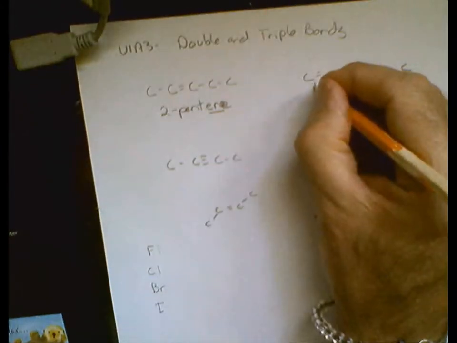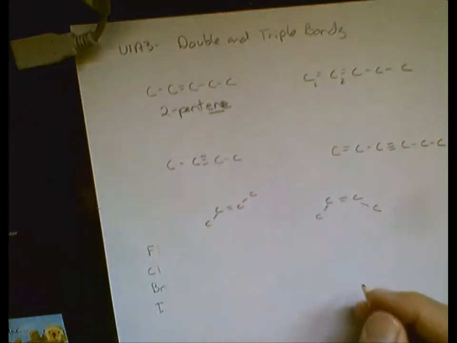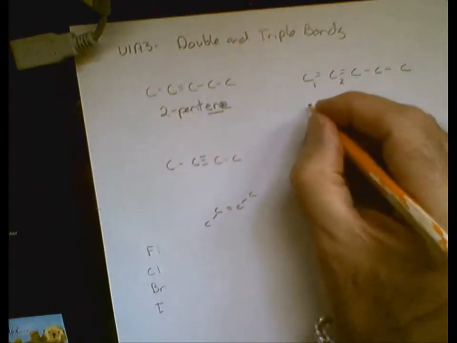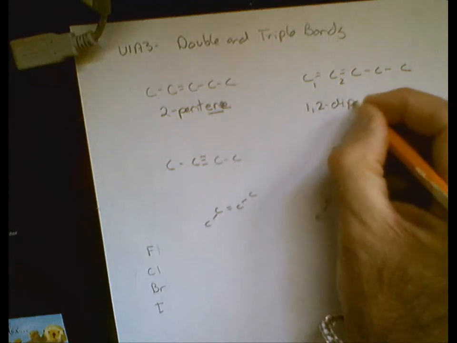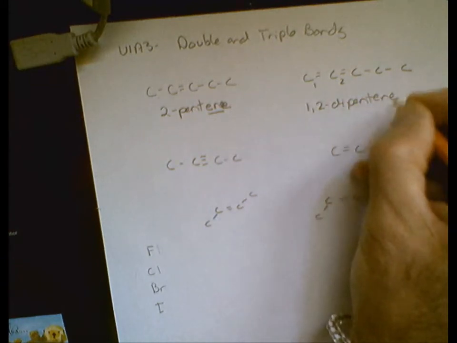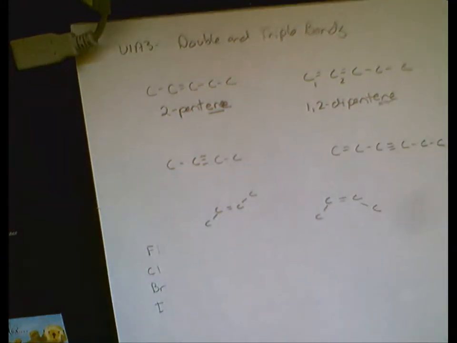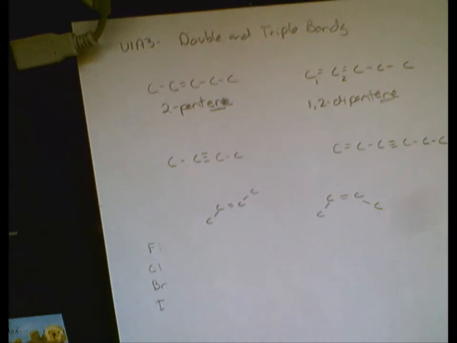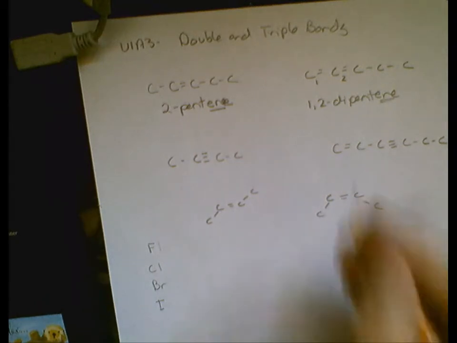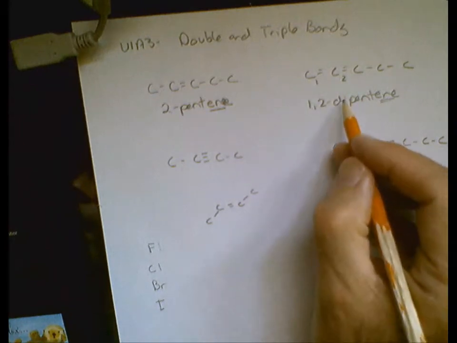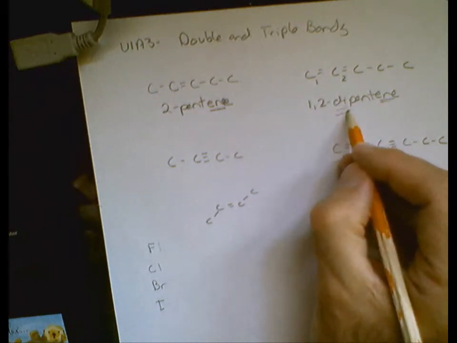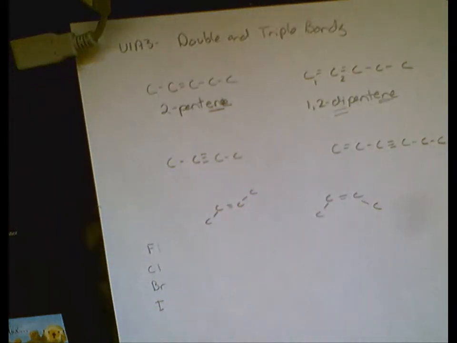Now, what happens if you have more than one double bond? Well, in this case, what we're going to have is 1,2-dipentene. The other way to name that is 1,2-pentadiene. So it would be penta, P-E-N-T-A, diene. It's important that you remember that the numbers tell you where the double bonds are, and this indicates that there are 2 double bonds.